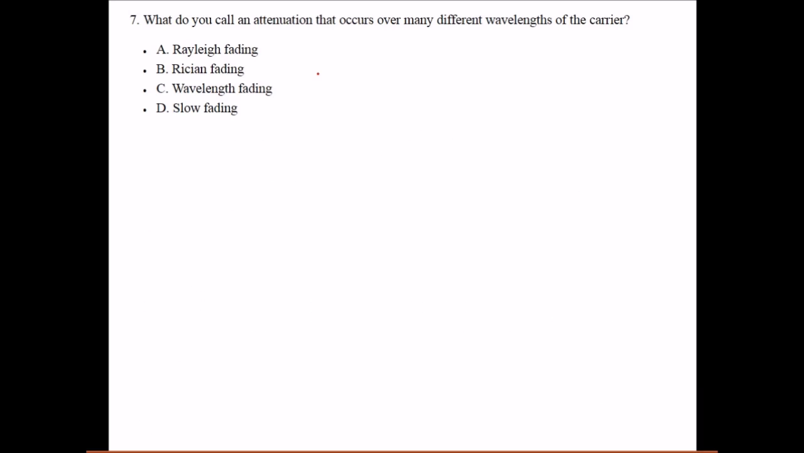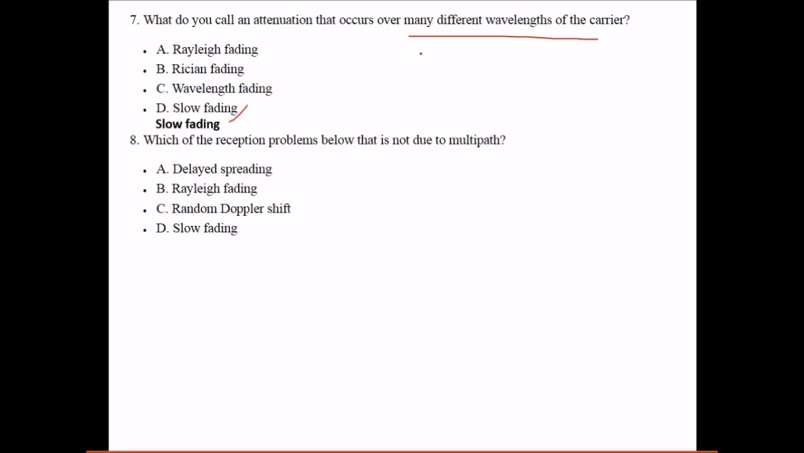What do you call an attenuation that occurs over many different wavelengths of the carrier? What is this fading called as? This is called as slow fading. So attenuation that occurs over many different wavelengths of the carrier is slow fading.